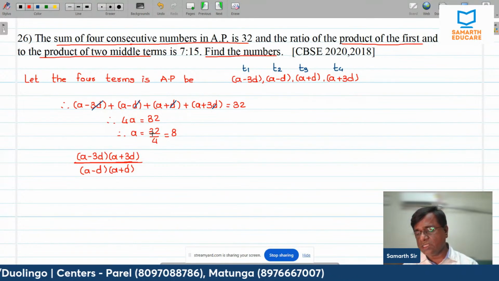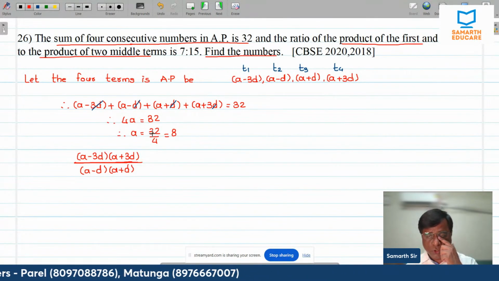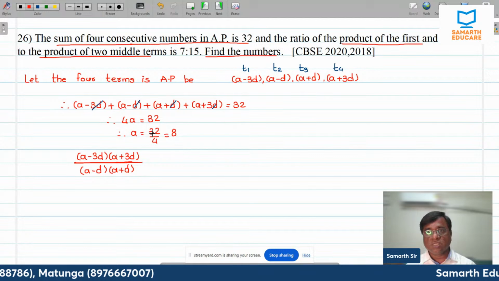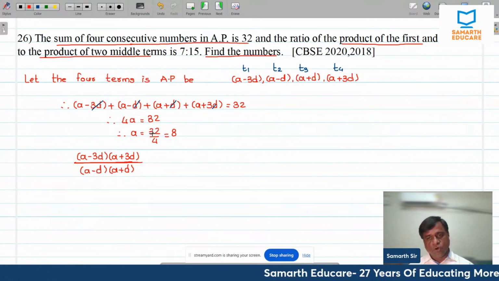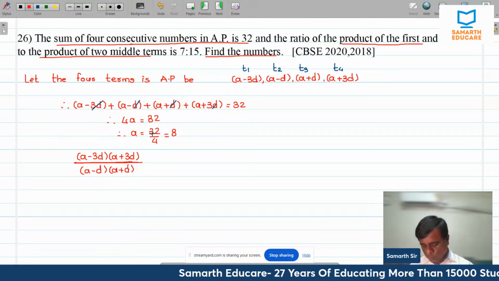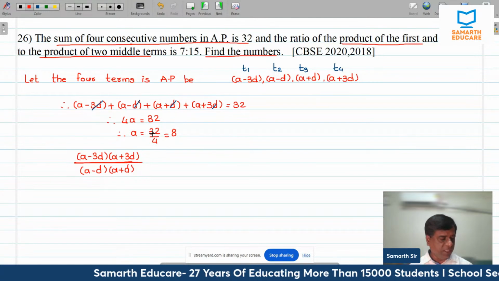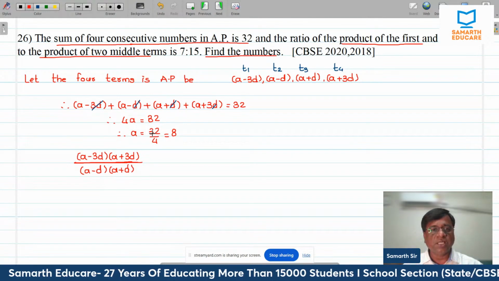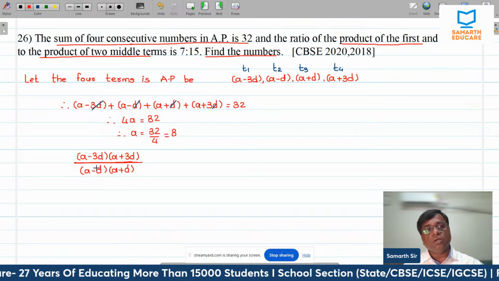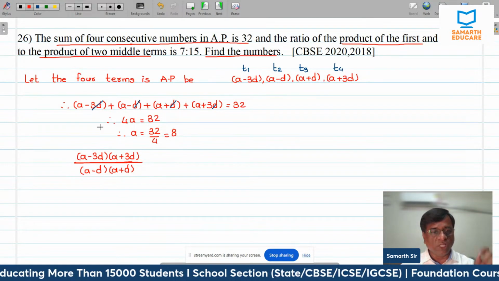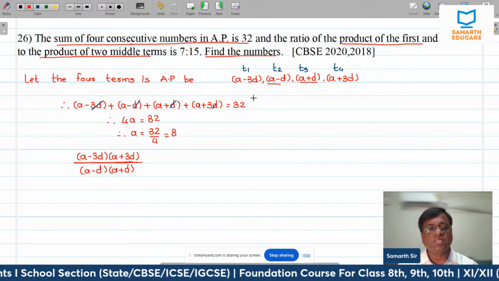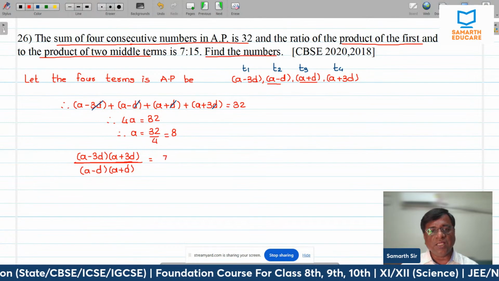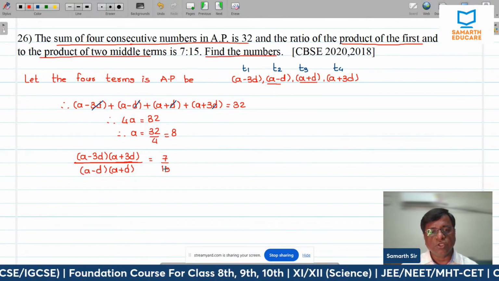Okay, the ratio of, ratio मतलब division, step by step देखो एक एक करके, right? You just need to understand English properly. The ratio of मतलब division. किस चीज का डिवीजन है? द प्रोडक्ट ऑफ, प्रोडक्ट बोले तो मल्टीप्लीकेशन ऑफ द फर्स्ट एंड लास्ट टर्म, मतलब ऊपर आएगा फर्स्ट एंड लास्ट टर्म का मल्टीप्लीकेशन, दैट इज a minus 3d into a plus 3d. To the product of two middle terms. तो नीचे भी जो है प्रोडक्ट है टू मिडल टर्म्स. विच आर द टू मिडल टर्म्स? a minus d and a plus d, and that is given to us as 7 is to 15.